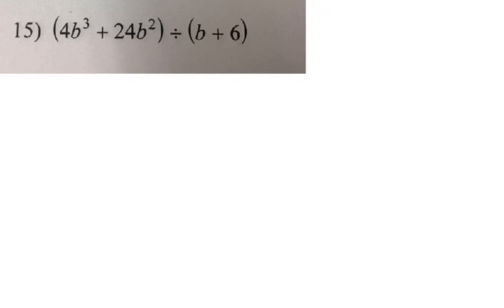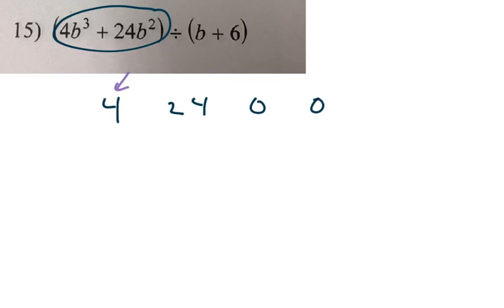Okay, 15. Well, we're going to copy down 4. We're going to copy down 24. Now, guys, the only trick to this one is, do you notice here we're missing the b? We're missing this number, so we put a 0. So we have our b cubed represented, our b squared represented, our b and our constant represented there. That's the only thing weird about synthetic division for the most part.